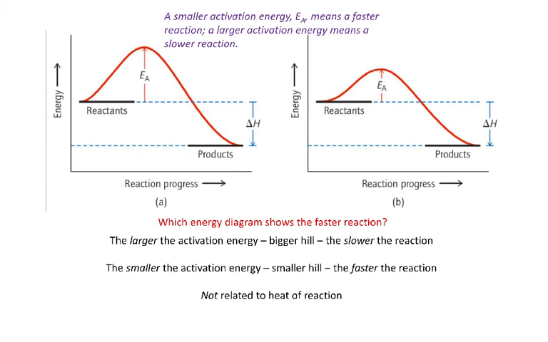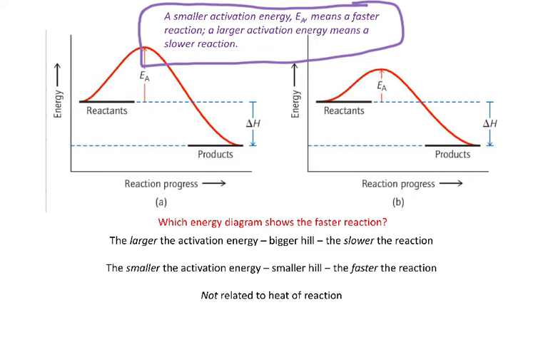So here's the core concept right here. A smaller activation energy means a faster reaction, and a larger activation energy means a slower reaction. The bigger the hill, the longer it takes to get over, the less likely a reaction is to get over, and it will be slower. The smaller the activation energy, the smaller the hill, the more likely reactants will be able to get over it faster, and the reaction will be faster. And notice that these have identical delta H's, so this is not related to the heat of reaction, delta H.